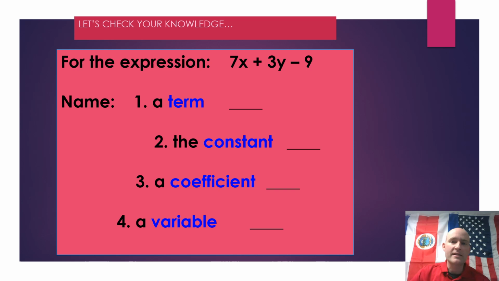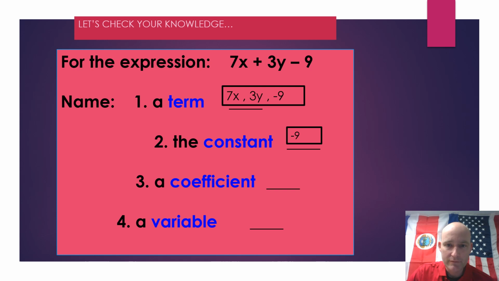So let's look at this expression, 7x plus 3y minus 9, okay? All our terms are 7x, 3y, and -9, okay? What about our constant? Our constant is a number that is not next to the variable, so -9. What are our coefficients? There are two of them. 7 and 3 are our coefficients. And then what are the variables? The variables are the x and the y, okay? They're both variables.